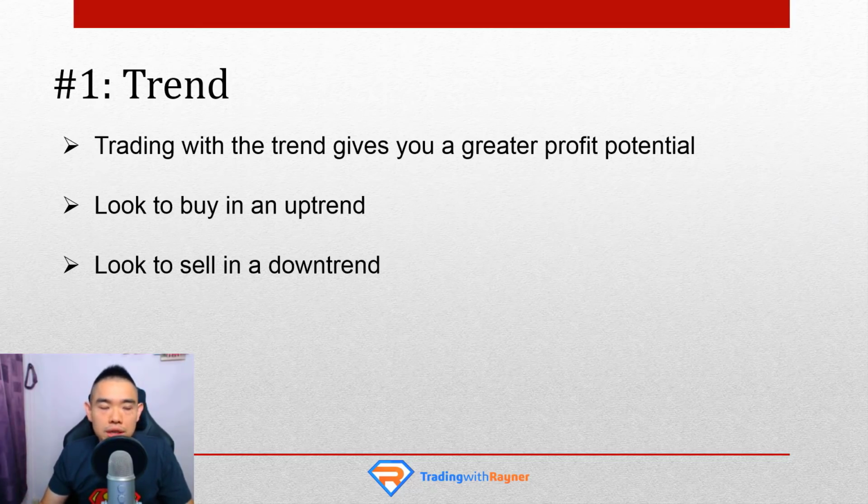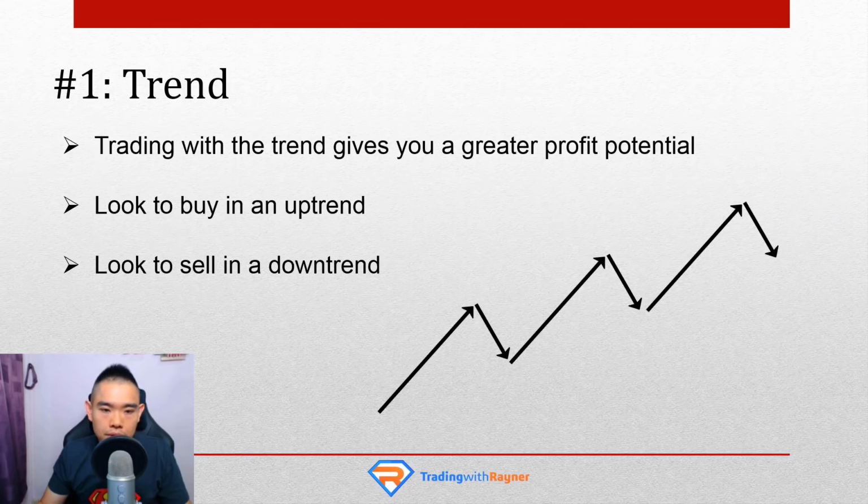Let me just illustrate to you what I mean. So let's say this is an uptrend. Let me ask you, do you want to be buying or selling? You can see, on both sides of the coin, if you were to be buying, this is your profit potential, from here, this portion here. And if you were to sell, your potential profit is probably just over here to here. So clearly, by staying on the right side of the trend, you have greater profit potential.